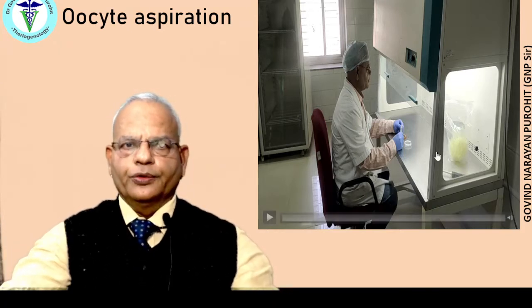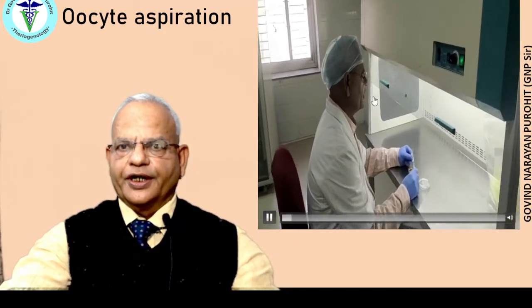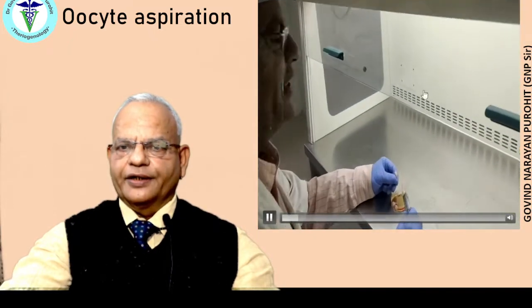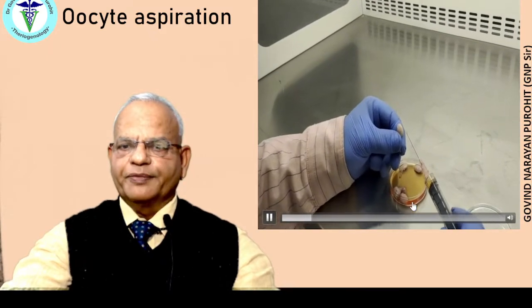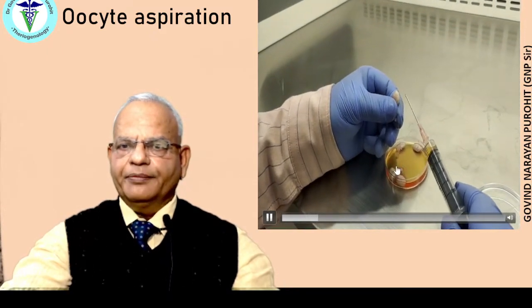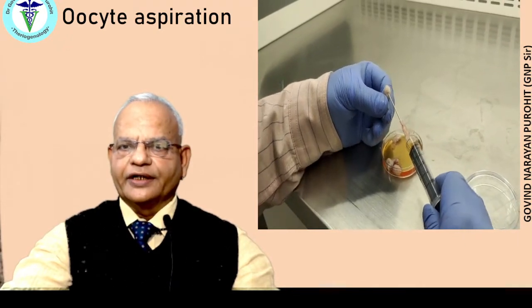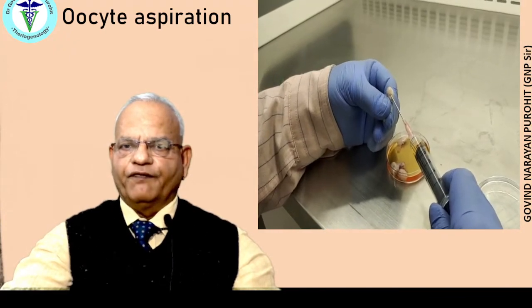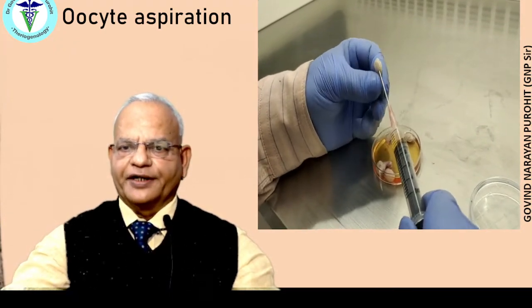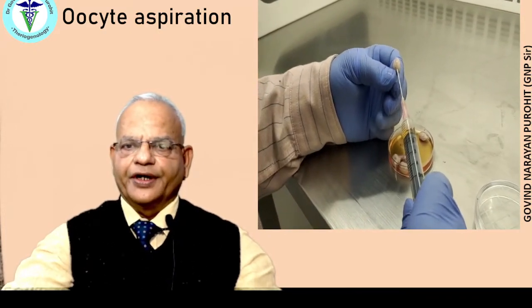I will just show you how the ovaries are aspirated in this video clip. You can see every step should be done in a laminar airflow, and the ovaries have been collected in the medium. The ovary is held, the needle is taken, and it is punctured, and the follicular fluid is aspirated by negative pressure, and you can collect the oocyte.